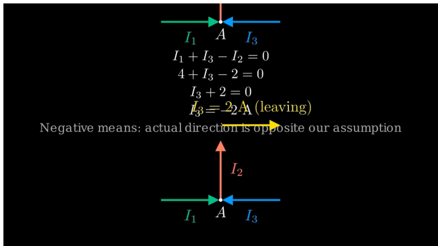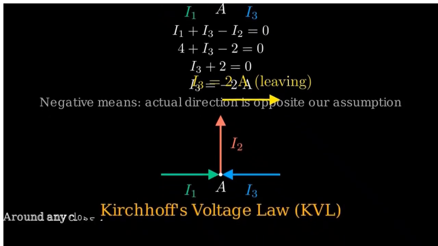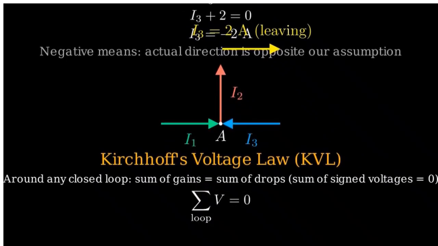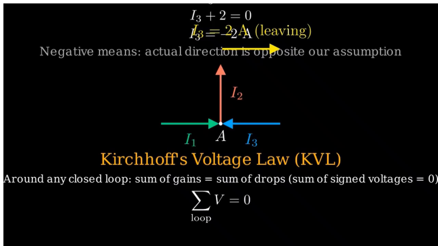The negative sign means our assumed direction for I3 was opposite to reality, so the actual I3 is 2 amperes leaving the node. Now, Kirchhoff's voltage law, or KVL: in any closed loop, the sum of voltage gains equals the sum of voltage drops. Equivalently, if you walk around the loop and add signed voltages, the total is 0. This is conservation of energy in circuit form. What the sources give, the elements like resistors take.